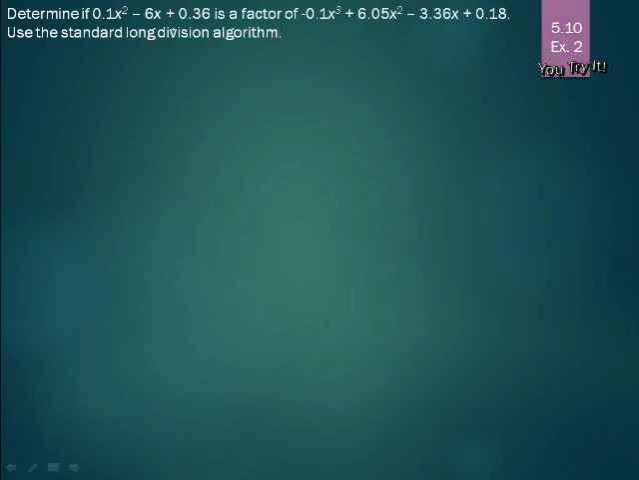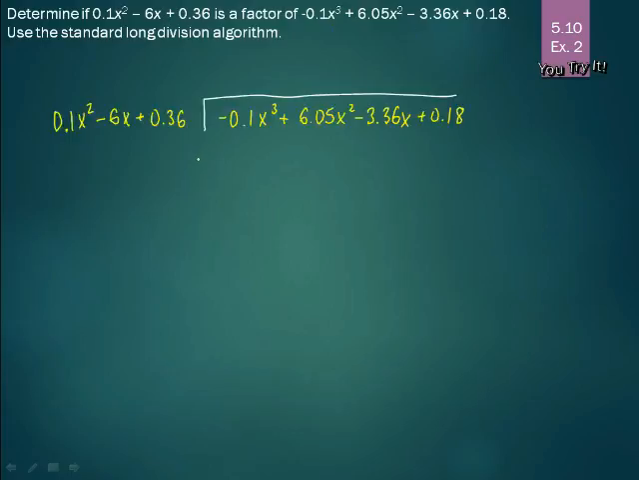Okay, so we want to know if this first trinomial is a factor of this polynomial. And we can know that by dividing the two and seeing if it divides evenly, using the trinomial as our divisor and then the polynomial as our dividend. So let's go ahead and set that up. Okay, so let's go ahead and perform the long division.